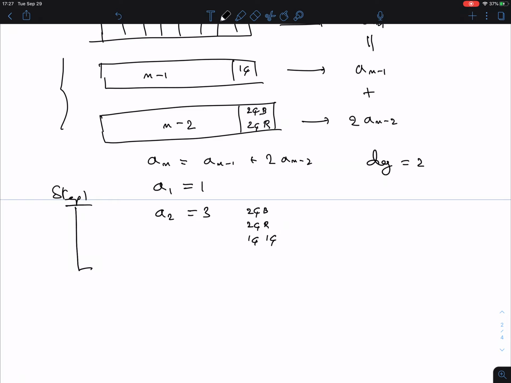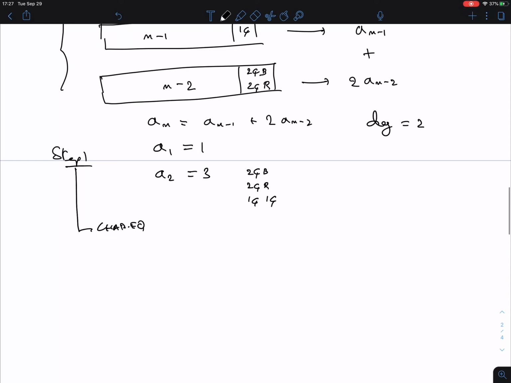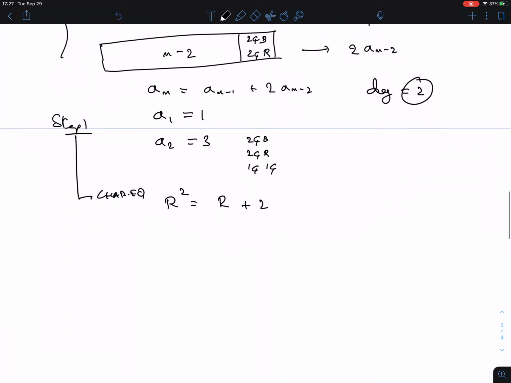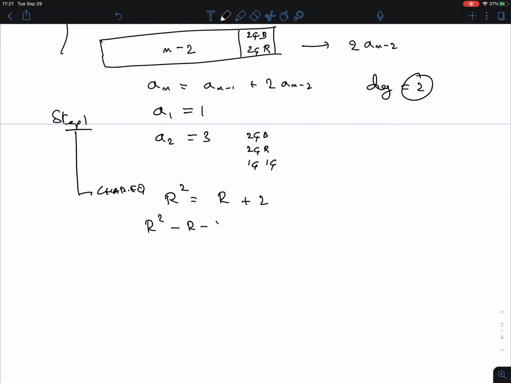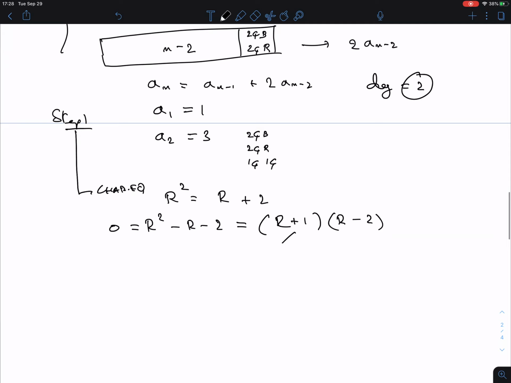So okay, step 1, the characteristic equation. These are powers of r. We start with degree 2, so r squared is equal to r plus 2. So that's r squared minus r minus 2 equals 0. And so I'm going to factor this. Two numbers that multiply to negative 2 and add up to negative 1 are plus 1 and negative 2, right? Yep. So I see that minus 1 has multiplicity 1 and 2 has also multiplicity 1, 2 roots.